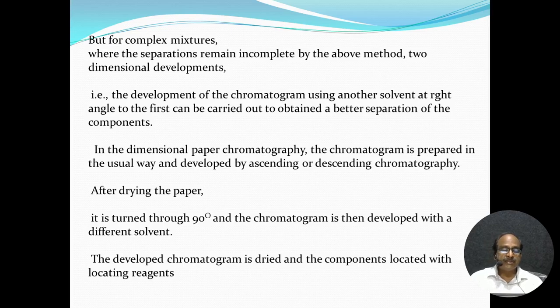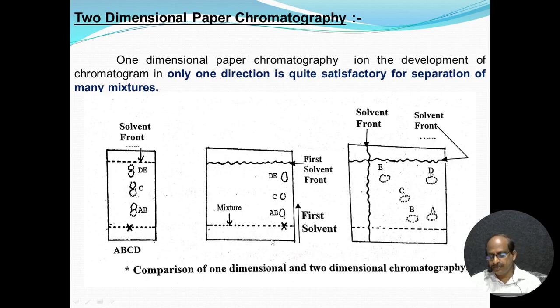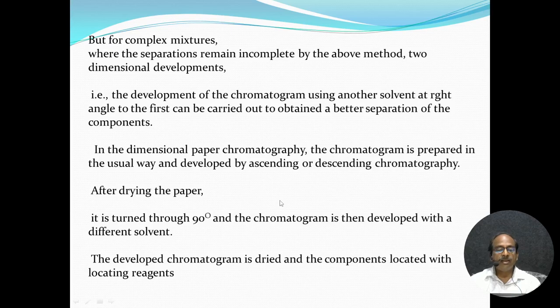For complex mixtures where separation remains incomplete with the above method, we use two-dimensional development. This is the development of the chromatogram using a solvent at right angles to the first, giving better separation of the components. After the spots are completed and the paper is dried, it is turned through 90 degrees and developed with a different solvent. Using one-dimensional and two-dimensional paper chromatography, we definitely resolve all the complex materials and separate the solutes present in your sample. That is called two-dimensional.